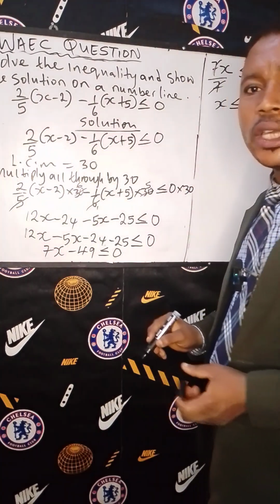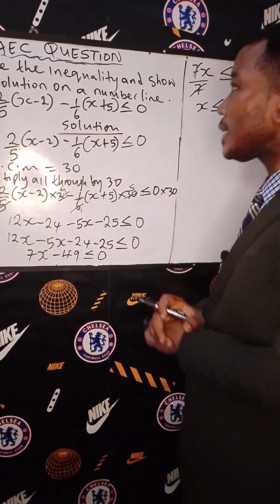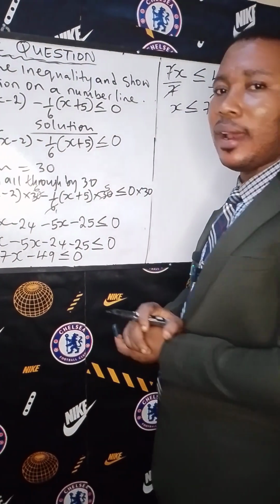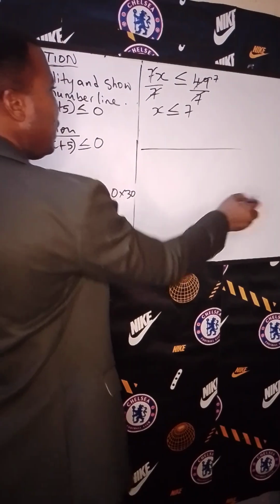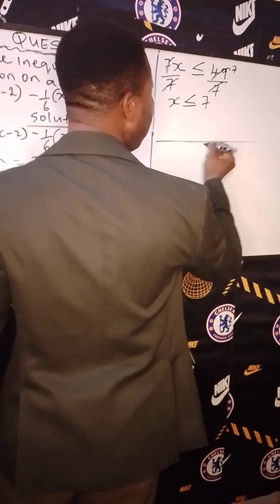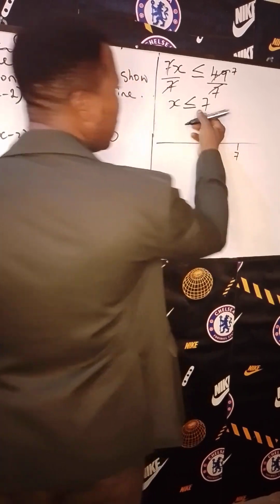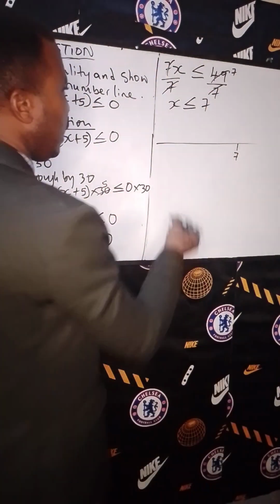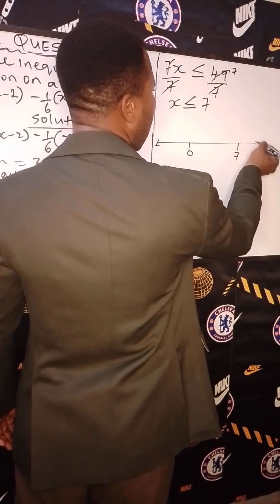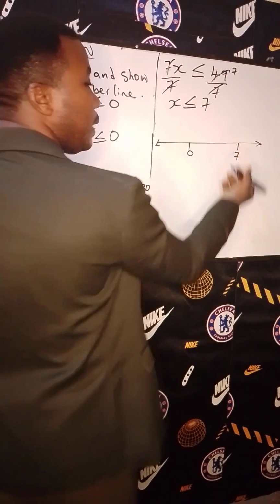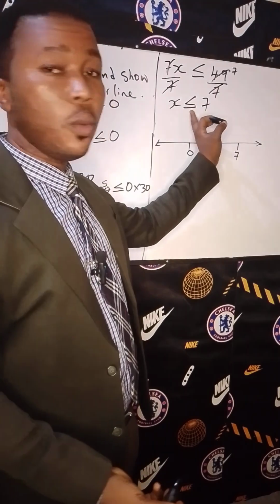Are you following? Now remember, the question says that after getting the value of x, we have to show it on a number line. So let's draw a number line to show this. This is our number line here. We can have this side be 7 because it's positive 7, and here is 0. Of course, 0, 1, 2, depending on the number. But here we have x is less than or equal to 7.